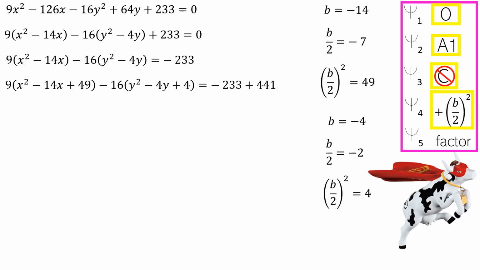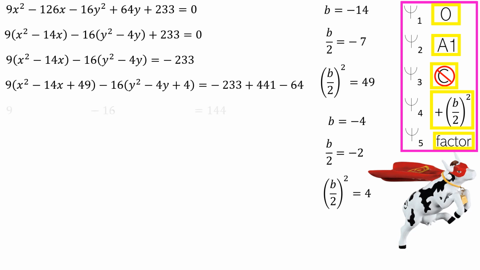But when I put a positive 4 there, I actually just added a value of negative 64. Negative 16 times 4 is negative 64. So if I added a value of negative 64 to the left-hand side of the equation, I must add a value of negative 64 to the right-hand side of the equation.